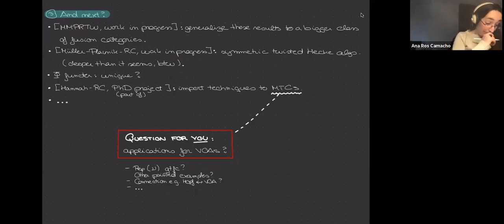And as I told you before, a subgroup of the gang is working on figuring out what happens. When can we have these symmetric twisted Hecke algebras? As I said, this relies a lot on the structure of your category, and there's quite a lot to think about in there. So let's see. Let's hope we find some answers soon.